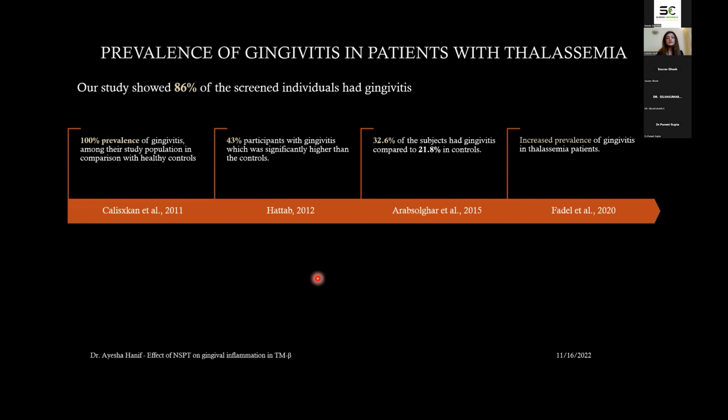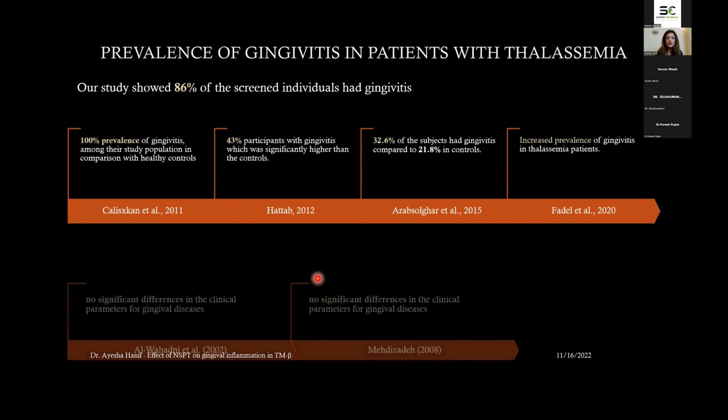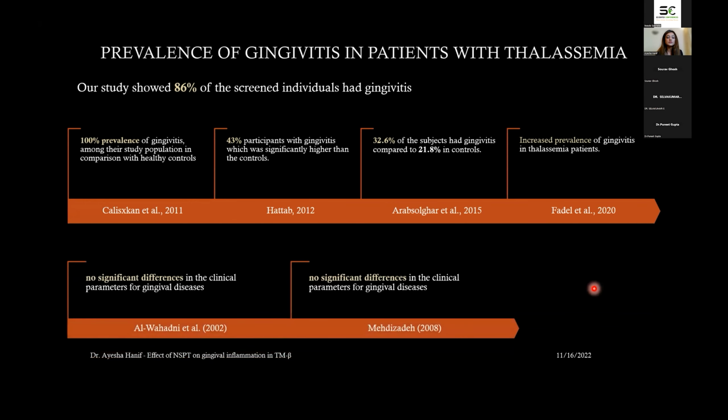Our study showed 86% of the screened individuals had gingivitis, which is also the case with other studies which are showing increased prevalence of gingivitis in these patients. However, there are a few studies which also quote that there is no significant difference in the clinical parameters for gingival diseases in these patients when it was compared with the healthy controls.